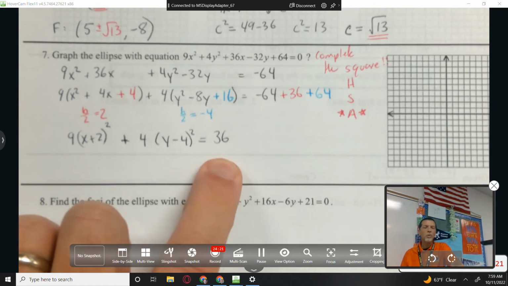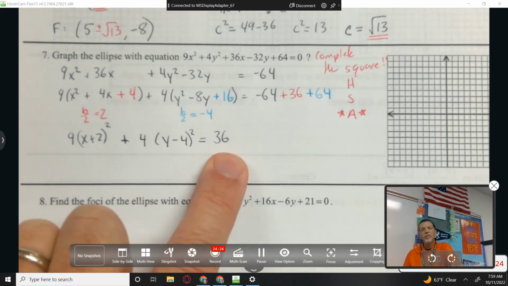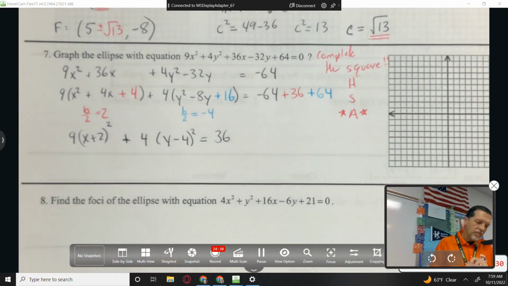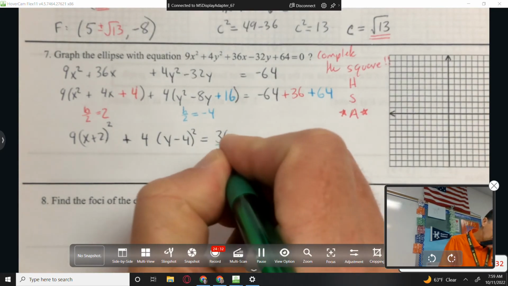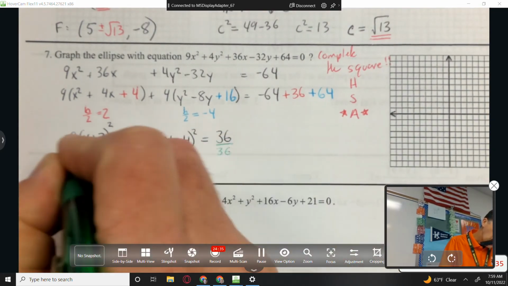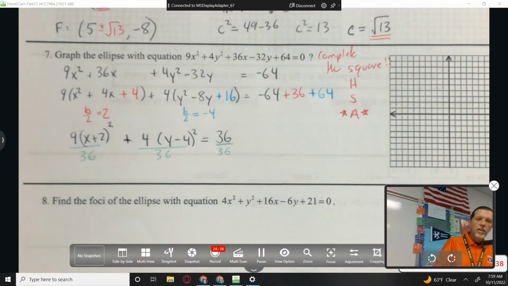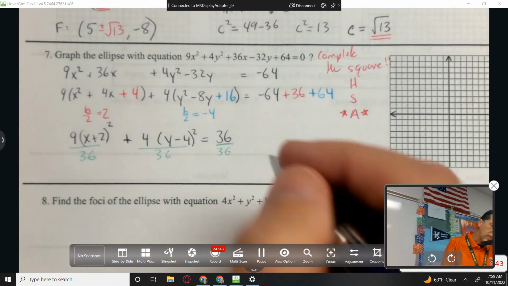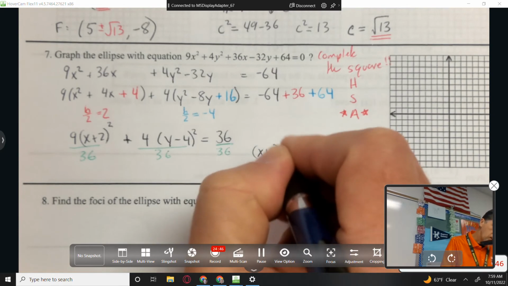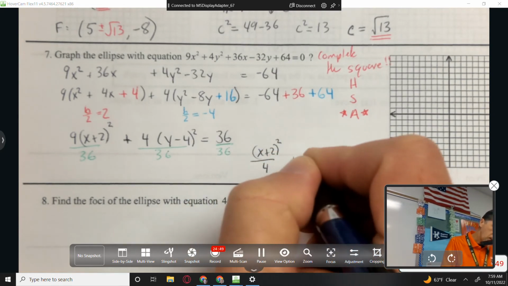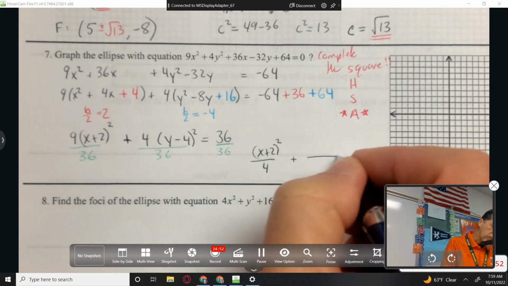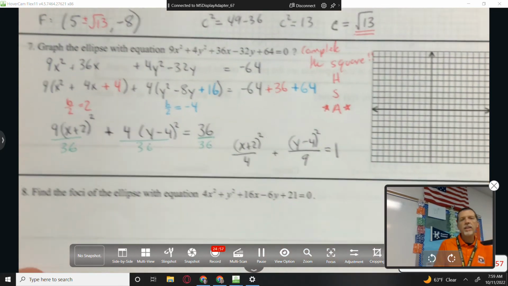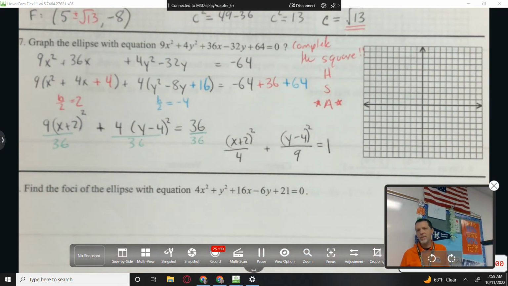And if you remember, I want a 1 on that side. So what could I do to force there to be a 1 on the right-hand side? Divide by whatever's there. So let's divide by 36. And then the 9 and the 36 reduce. The 4 and the 36 reduce. And now we've got an ellipse in the right form.